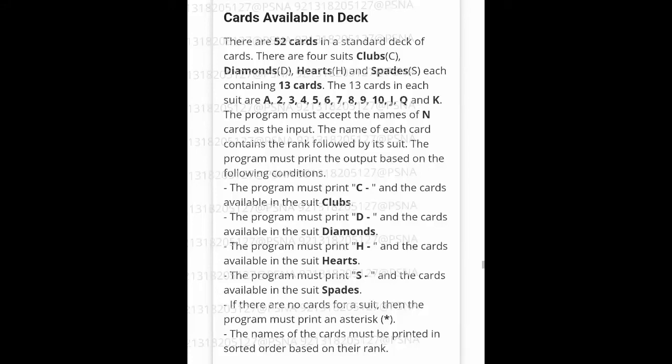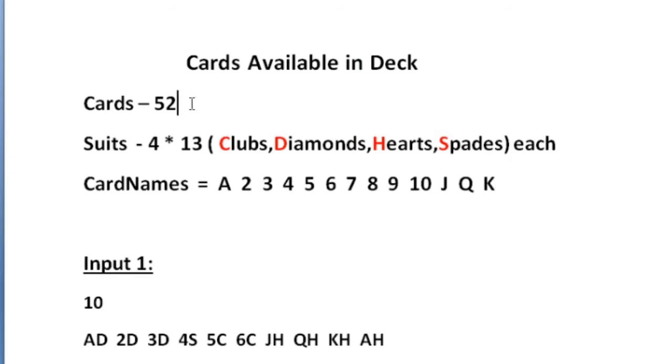This is the question asked in today's SkillRack daily challenge. So totally there are 52 cards and they are divided into 4 groups, and every group has 13 cards, and the names for the 13 cards are as such. Suppose the card belongs to club, then the card names would be AC, 2C, 3C, like that.